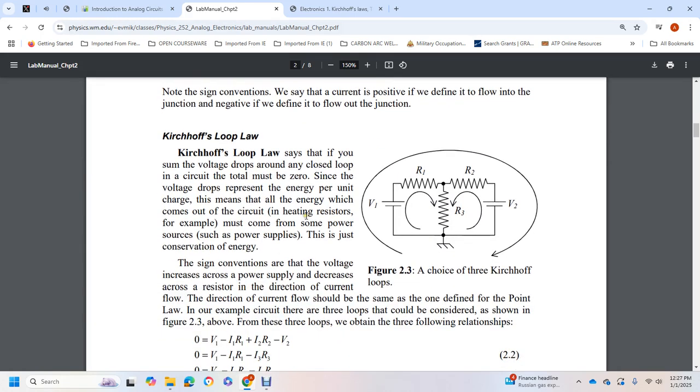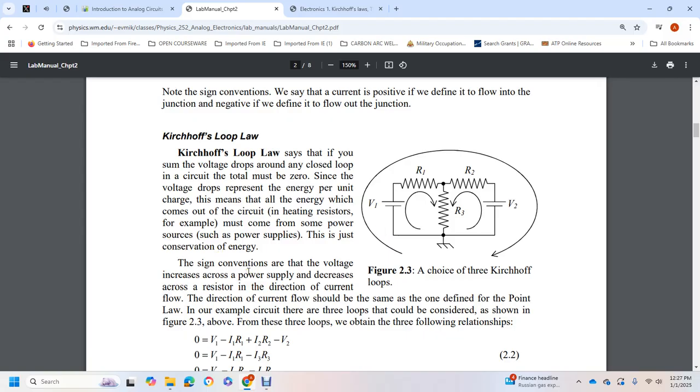Kirchhoff's loop law says that if you sum the voltages around a closed loop of the circuit, the total must be zero. The voltage drop represents energy per unit of charge, meaning the energy that comes out of the circuit, for example through heating of the resistor. That energy must come from some power source, such as a power supply, but this is just conservation.